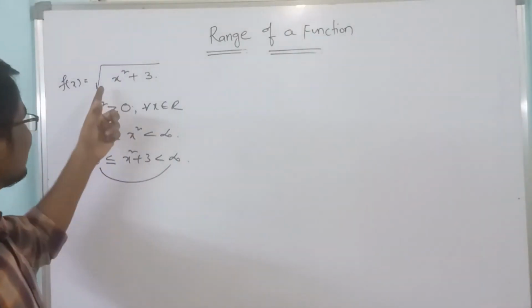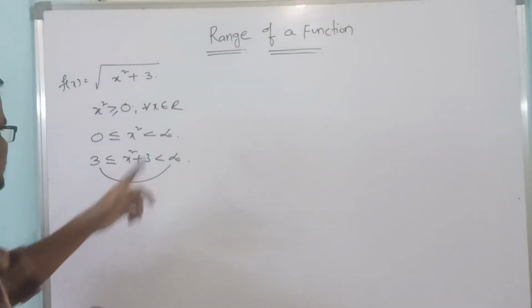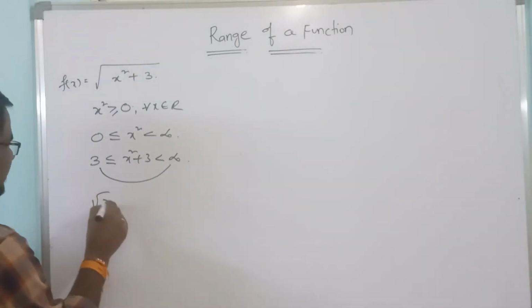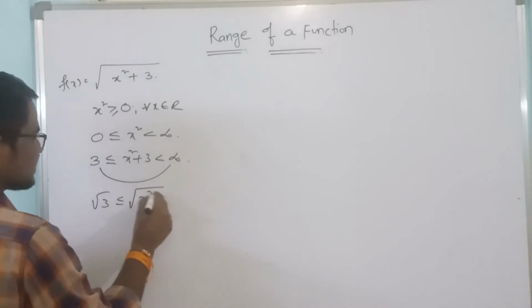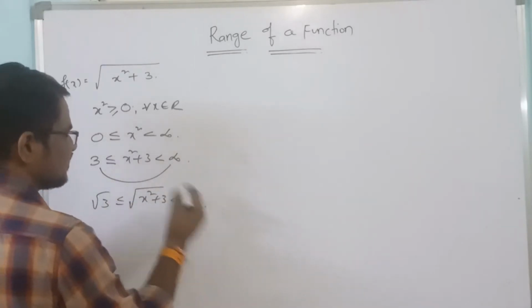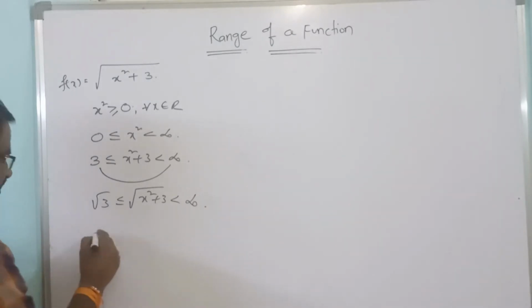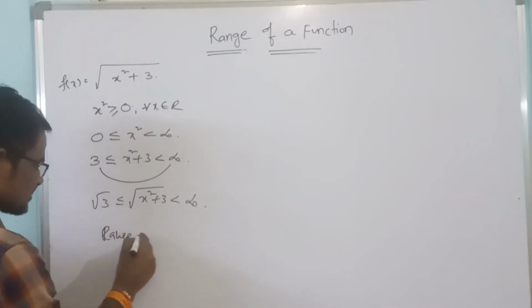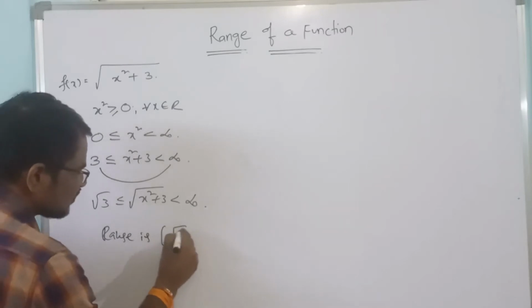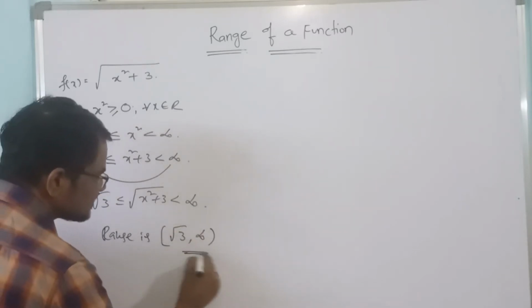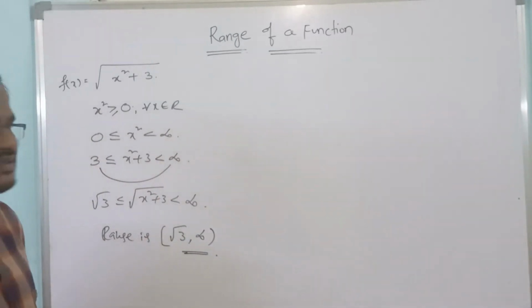So that's why easily we can take a root for this one. So that is root 3 less than or equal to root of x square plus 3 less than infinity. So that's why minimum value is what? Root 3. So range of this function is closed interval root 3 to infinity. So this is our required range.